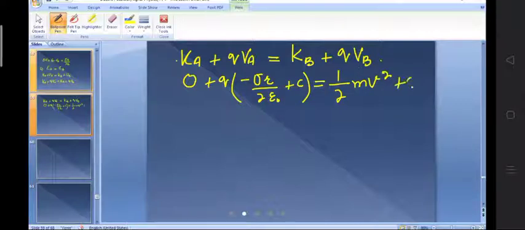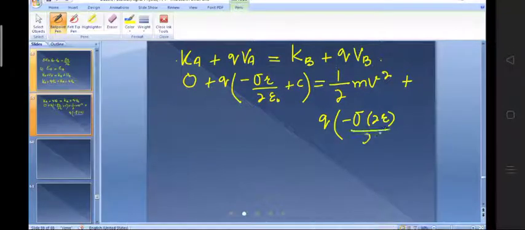Then here it will be equal to plus Q multiplied by minus sigma into, so here I will write it down. Let me write down here plus. Then here it is Q multiplied by minus sigma into 2r, because the separation of the point B from the charged sheet is 2r, divided by 2 times epsilon naught, then plus constant of integration c. Fine. So then next what I can write is this.